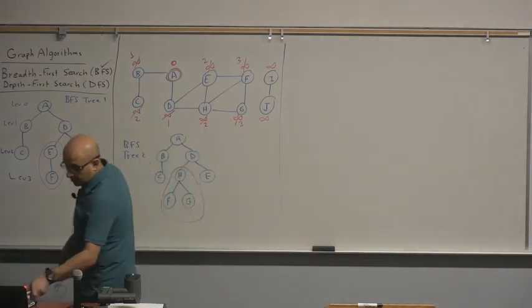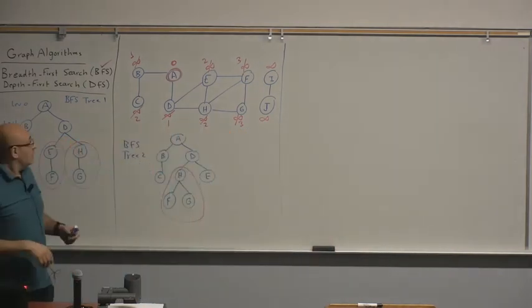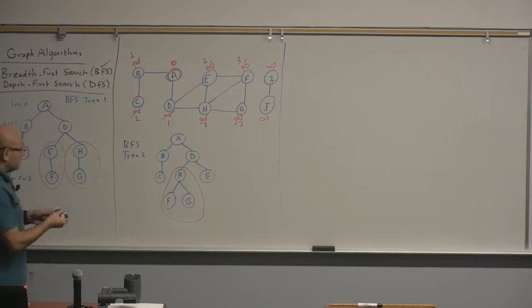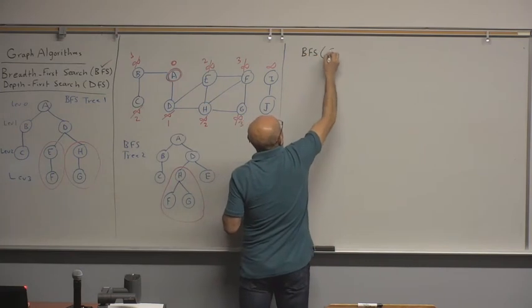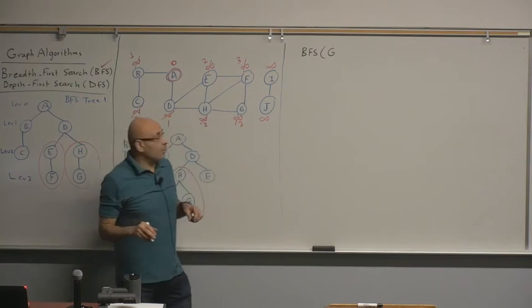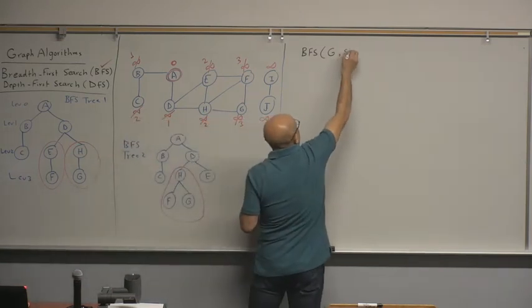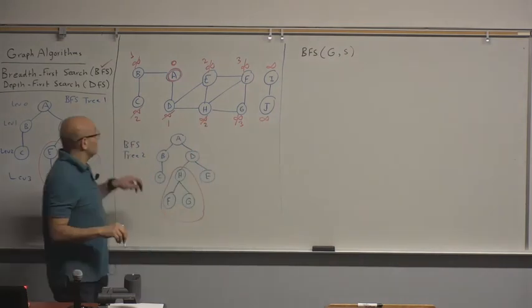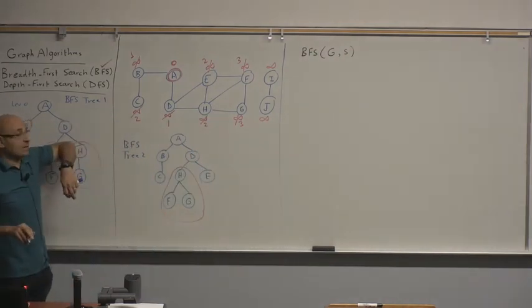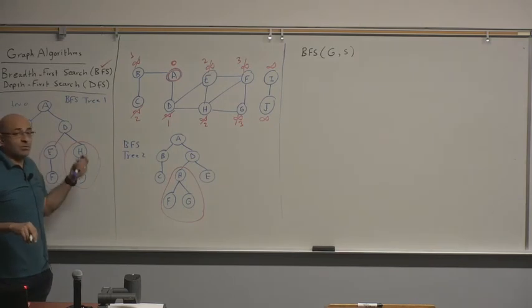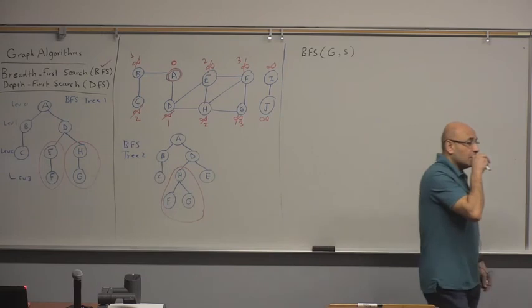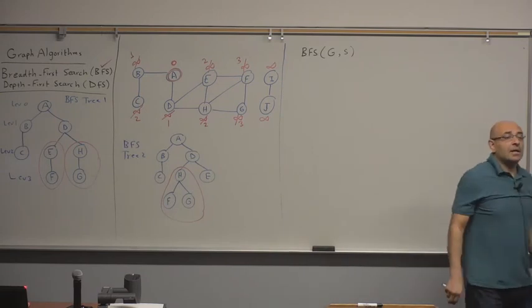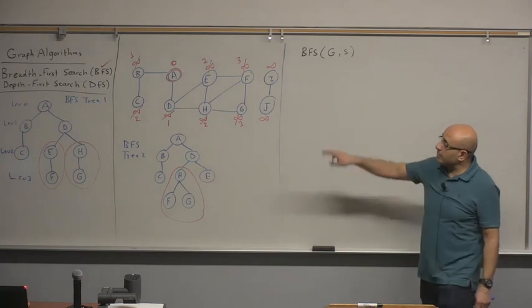Okay, so let's write the code for BFS. Our input is going to be a graph in adjacency list form and a source. So what will be the first step? Just translating this into code, what should the first step be? What did we do first? We are keeping all the distances as infinity. Yeah, initializing all the distances to infinity except for the source.